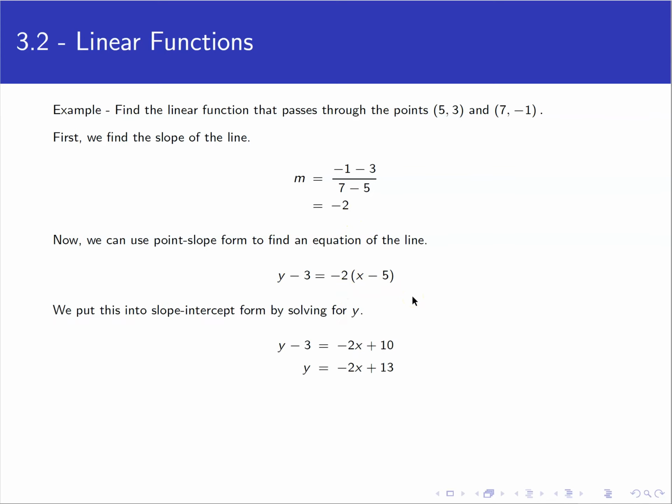And again, we put this in slope-intercept form by solving for y, so we'll distribute the negative 2 and add the 3 to the other side. So this is the linear function that passes through those 2 points.